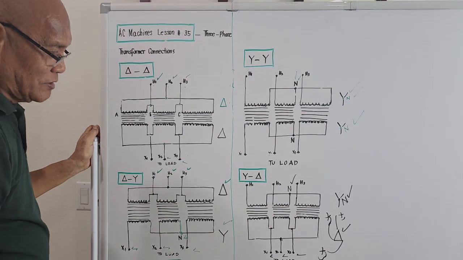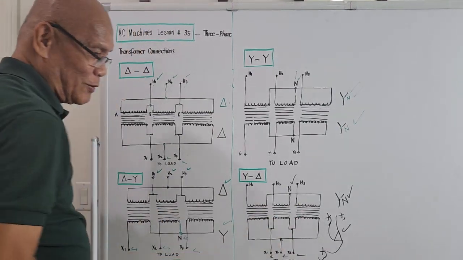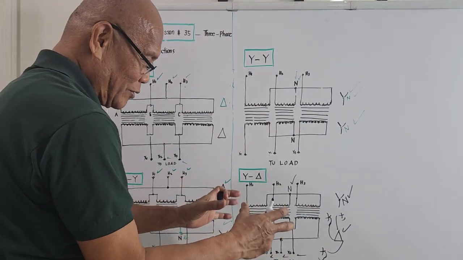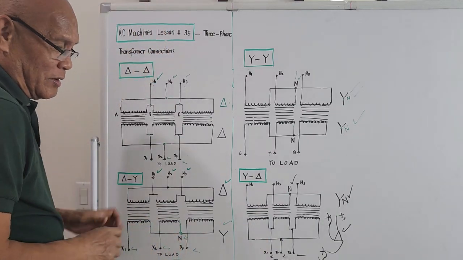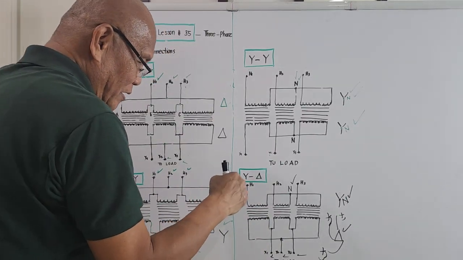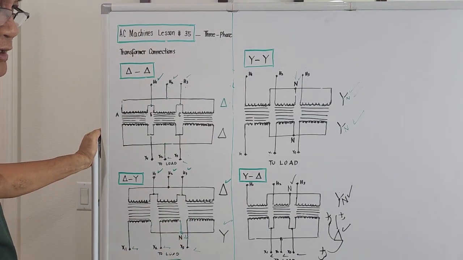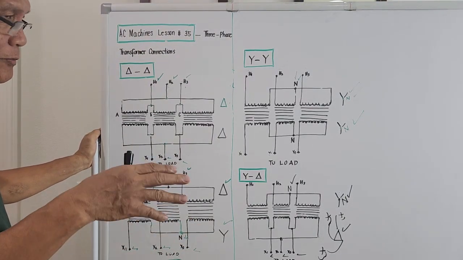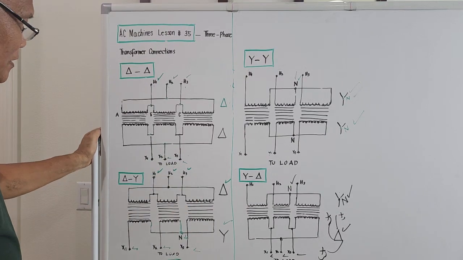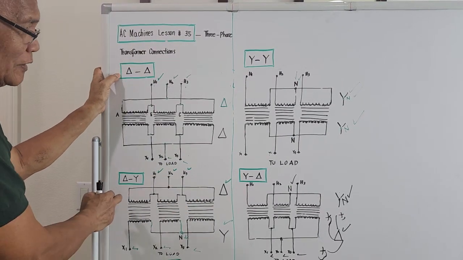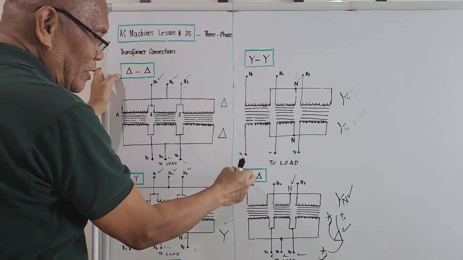Right? But this is the actual connection. If you try to see it with the core in place, right? Okay guys, so these are the most popular connections for a 3-phase transformer. Okay, it's a delta delta, delta to Y, Y to Y, and Y to delta.